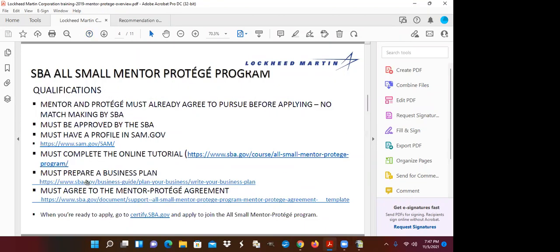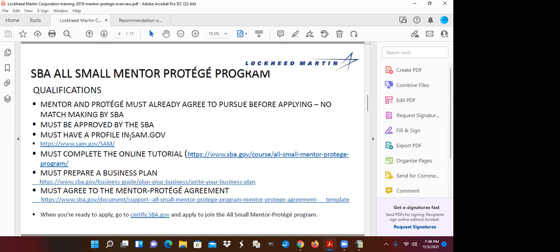Right here where it talks about the SBA mentor protege program, some of the things you're going to need: you're only going to need a business plan whenever you get ready to do this mentor protege program. But the SBA has a guide that walks you through that business plan to submit to them. They're saying most of the companies are new, so they give you a sample of a business plan to actually go by.